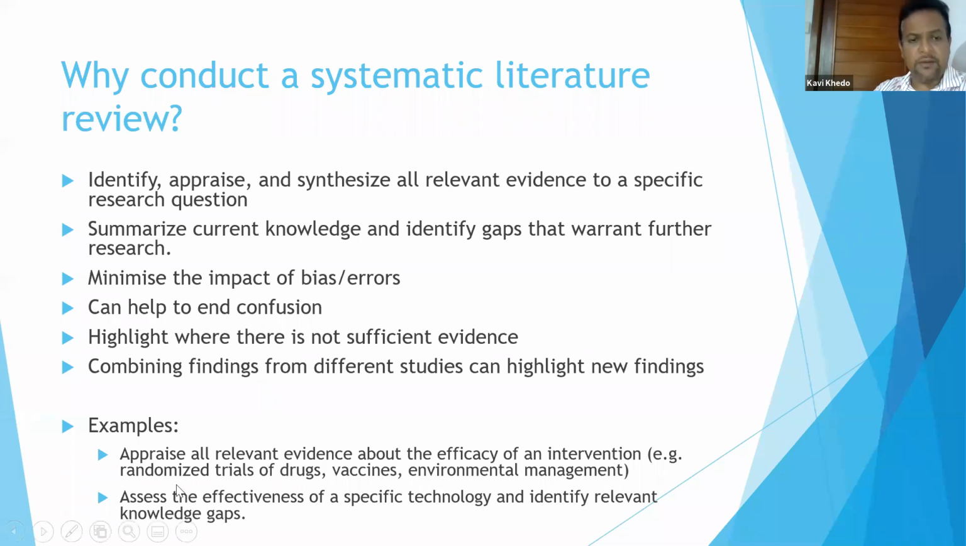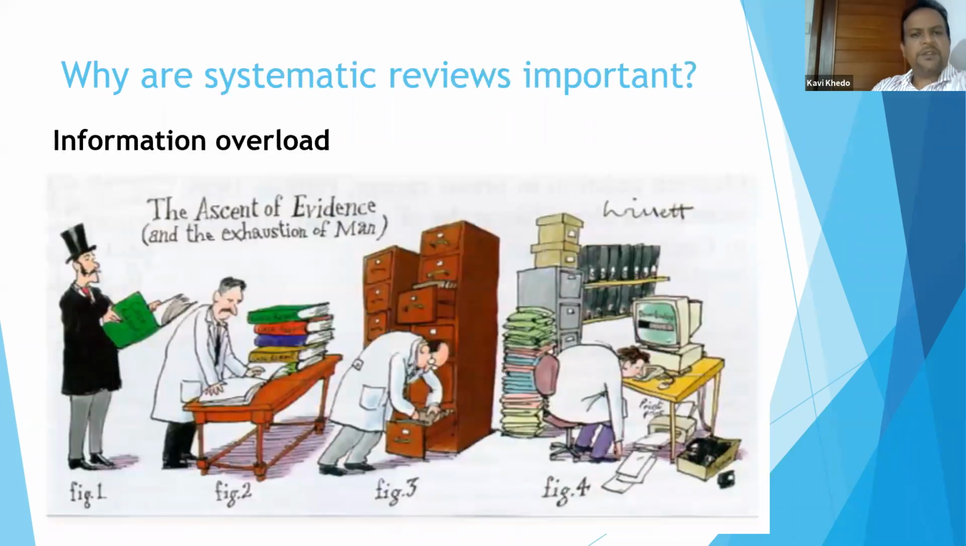I'll give you examples of systematic reviews. Appraise all relevant evidence about the efficacy of an intervention. For example, in the medical field, this is very valid. That is, there is a new type of intervention. So you group all studies about this type of intervention, and then you show the results. Then we can use it as a guideline, or we will not use it as a guideline. Even in scientific areas, for example, assess the effectiveness of a specific technology and identify relevant knowledge gaps for this particular technology, so that others can investigate. So this picture here is summarizing the whole story about why systematic reviews are important, because obviously of the information overload, different people, different experts, they don't have time to go through each literature, analyze them, and decide which type of practice they need to do.